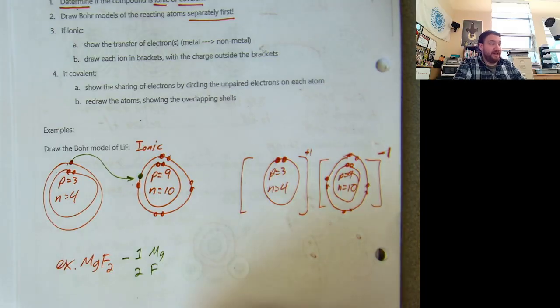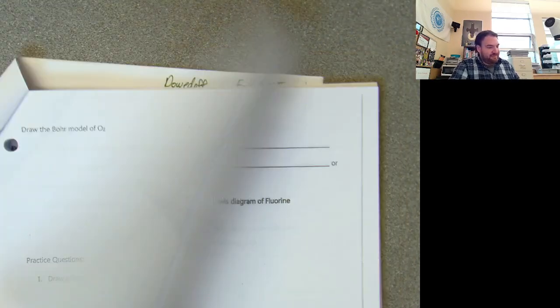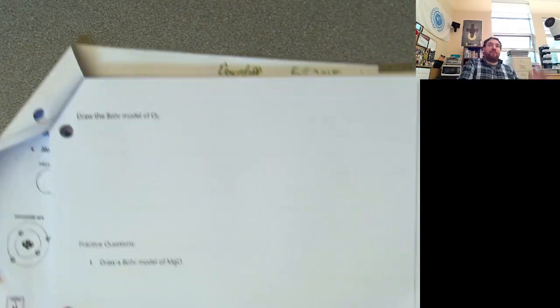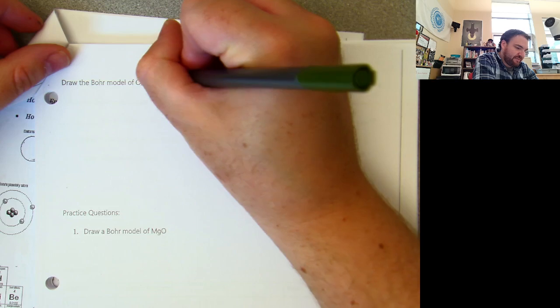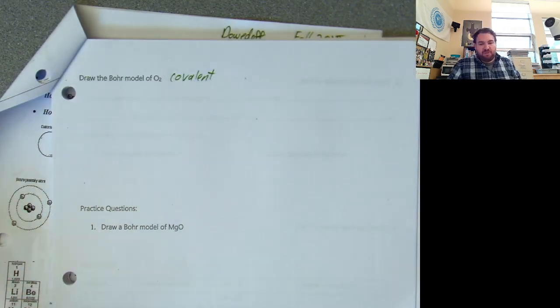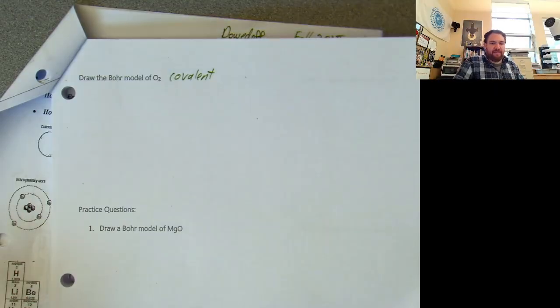I'll do one more example. So that's what ionic looks like. It only makes sense for me to do one more. Let's draw the Bohr model for O2. We already said that O2 is covalent. It's 2 oxygens, so be nice and easy. Draw 2 of the same thing.